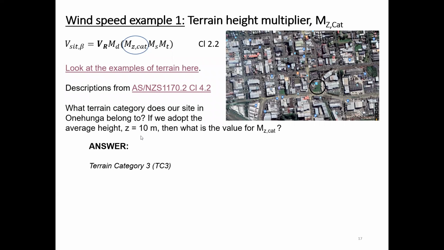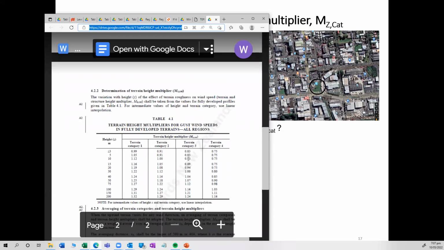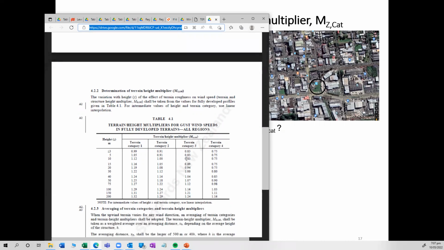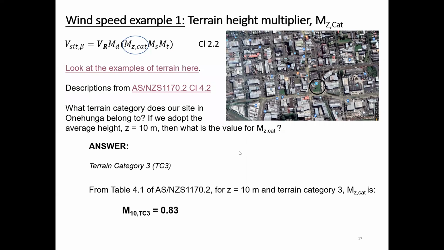And we've got the average height of Z equals 10 meters. So let's have a look at that. Okay, so we're here, category 3, 10 meters. So we should get 0.83. Okay, 0.83, good. So we're collecting our factors, aren't we?